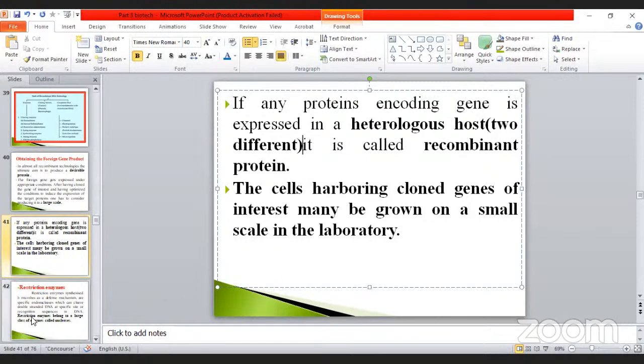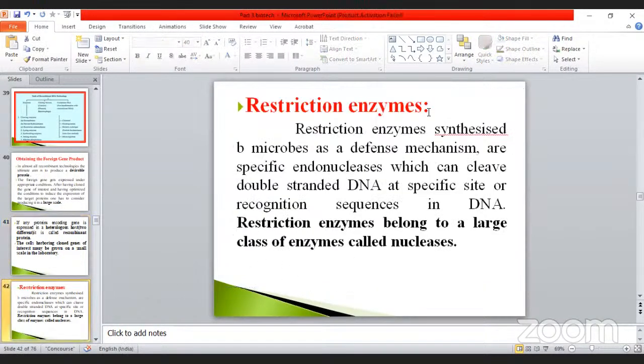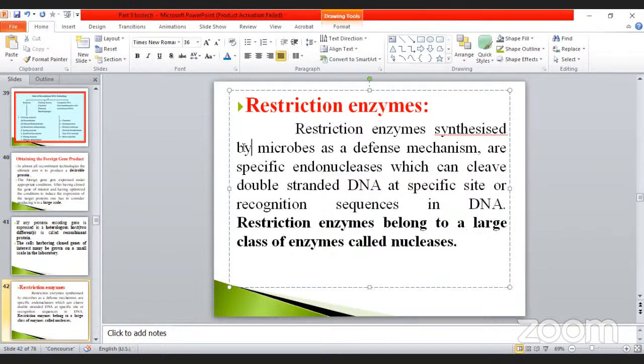Okay. So go to the next one, restriction enzymes. Okay. Restriction enzymes. Already we studied so many times. What is a restriction enzyme? Endonucleases, exonucleases, how it will be, all these things. Anyhow, we have to review it once again. Restriction enzymes are synthesized by microbes. Only microbes. Don't forget, as a defense mechanism. This is very, very important.